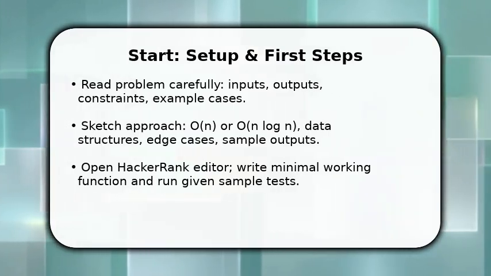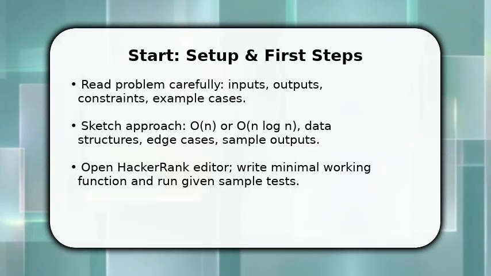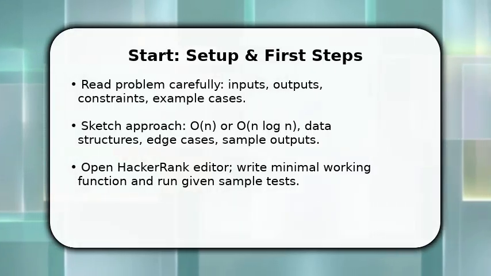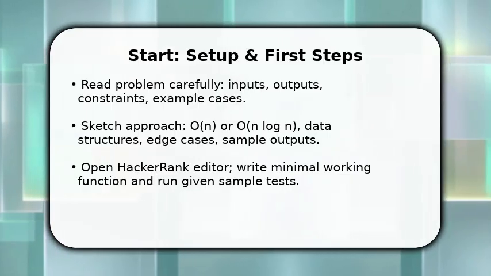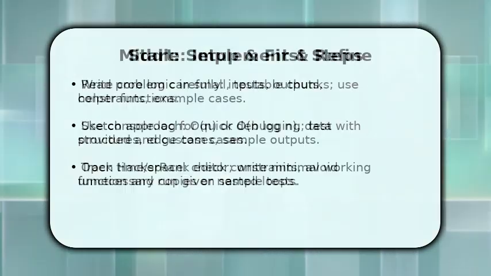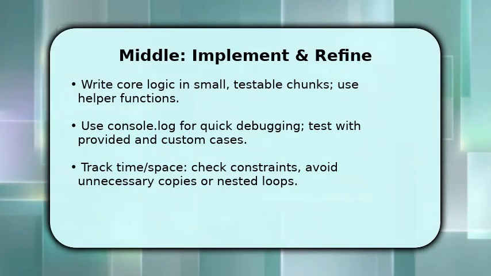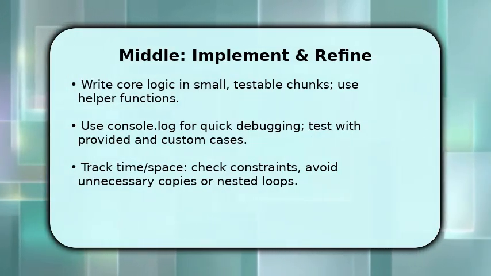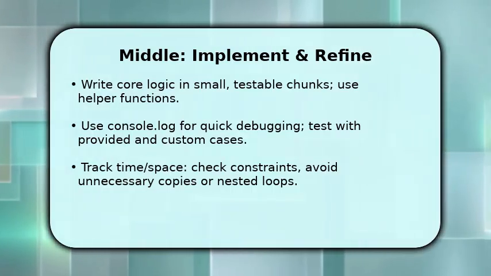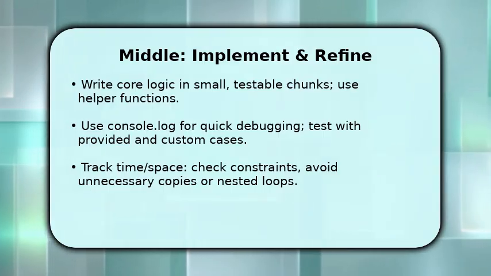Then, open the HackerRank editor and type a minimal function that returns correct sample outputs. Run the provided tests immediately so you know your baseline works. Once your baseline passes samples, implement the main logic in small functions so you can test parts independently. Use console.log to inspect variables and run both sample and custom edge tests. This reveals off-by-one and type issues fast.